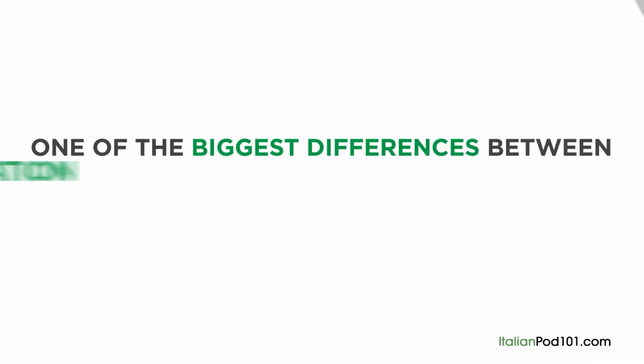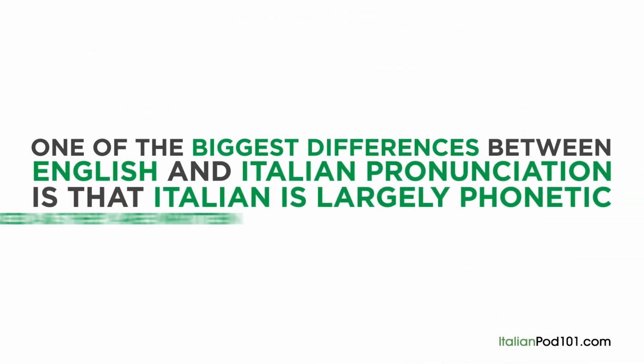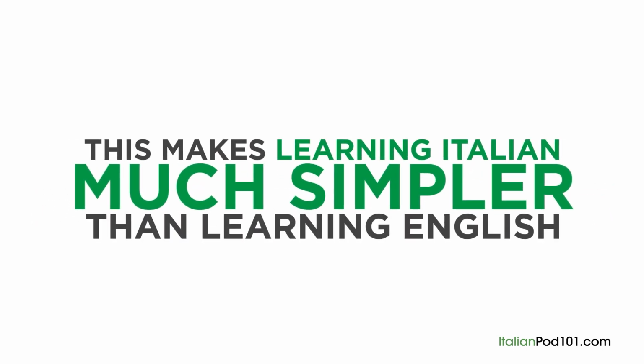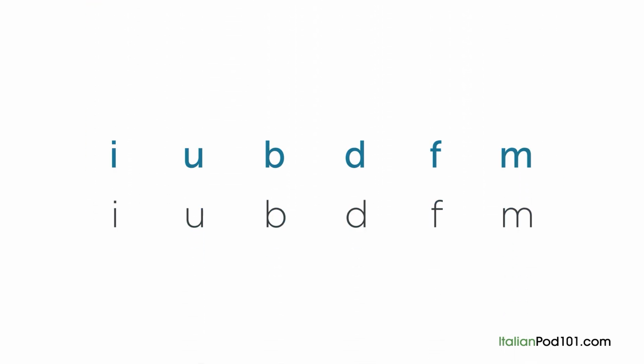One of the biggest differences between English and Italian pronunciation is that Italian is largely phonetic, meaning most words are pronounced as they are written. This makes learning Italian much simpler than learning English, for example. For the most part, English and Italian share the same consonant and vowel sounds.